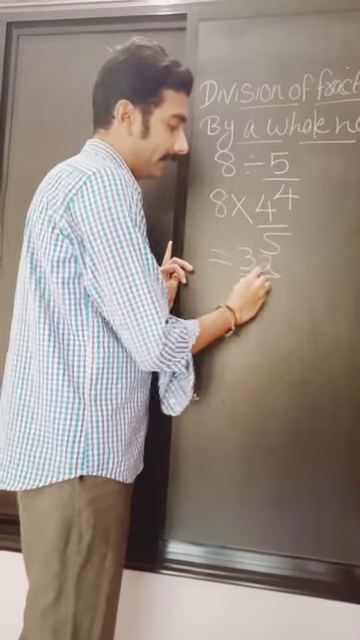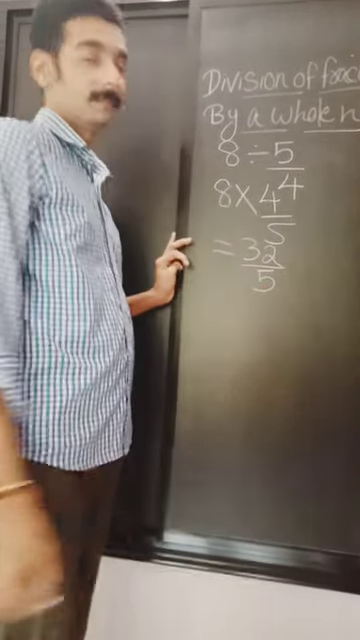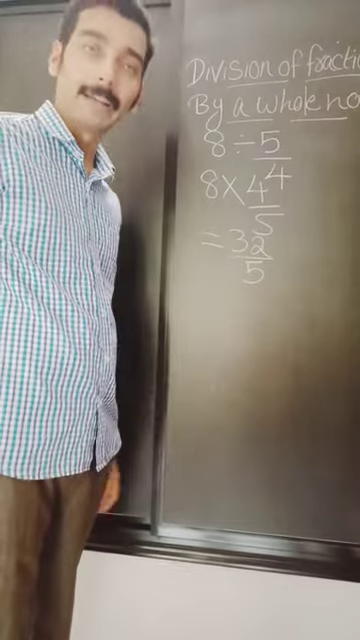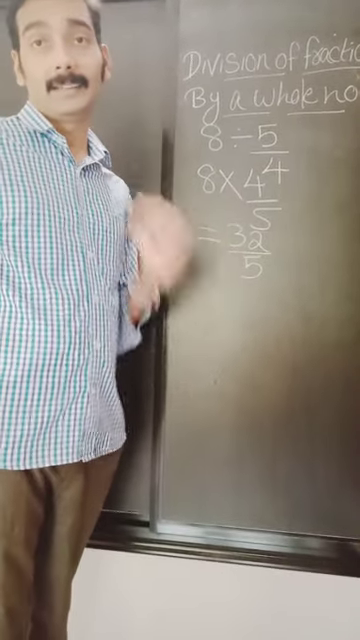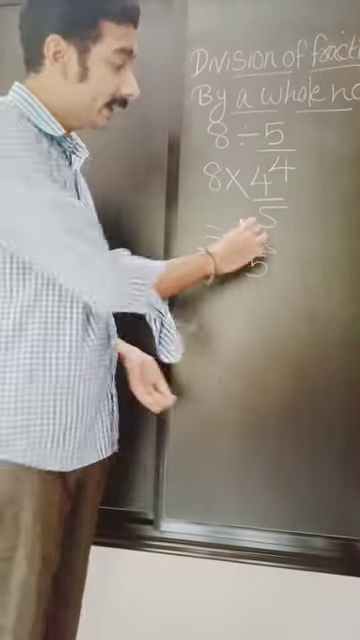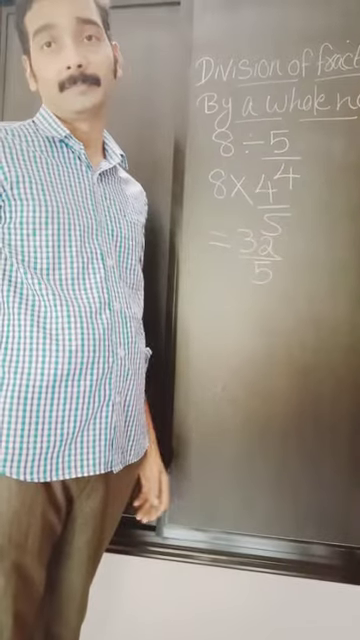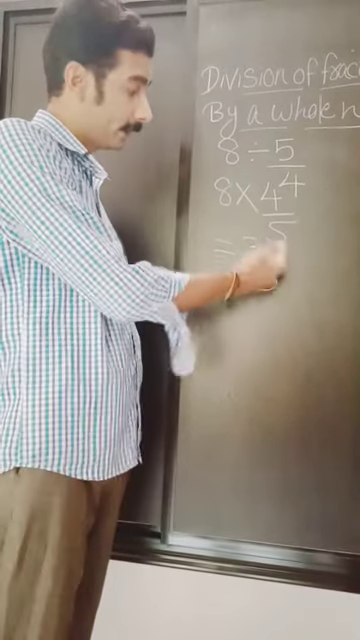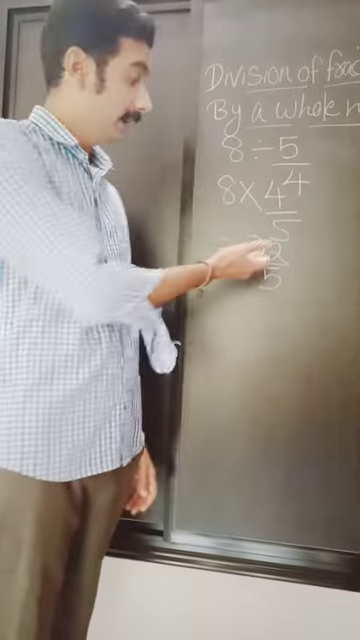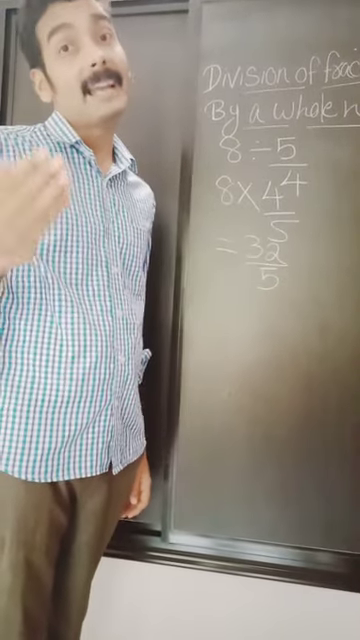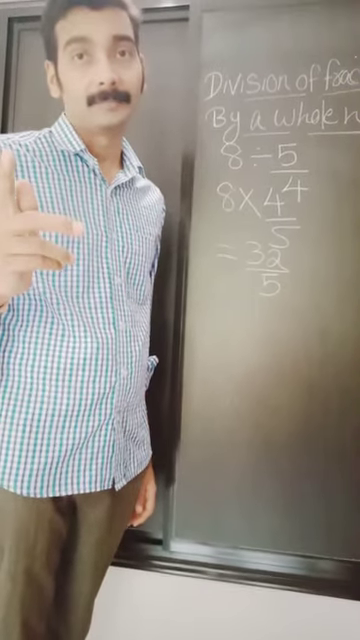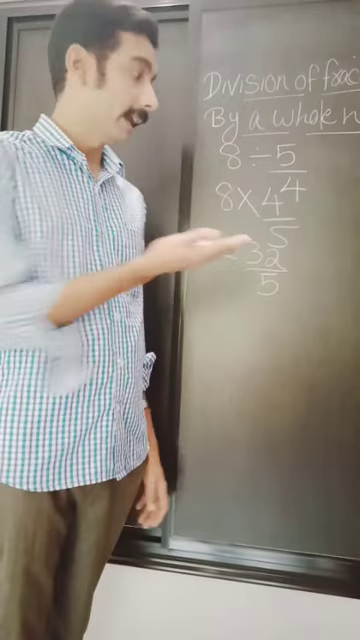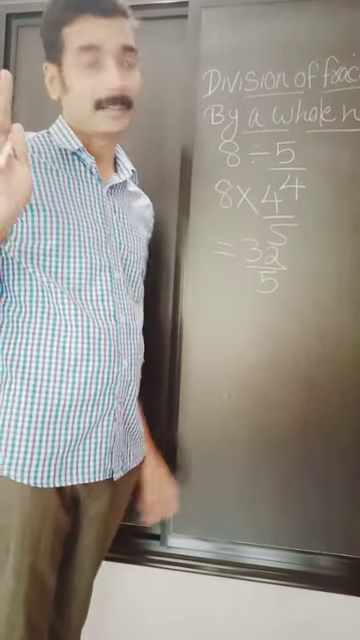32 divided by 5. It is the result. Then you can convert it into the mixed fraction. No problem. 32 divided by 5, you get a mixed fraction. You write the answer. Clear?